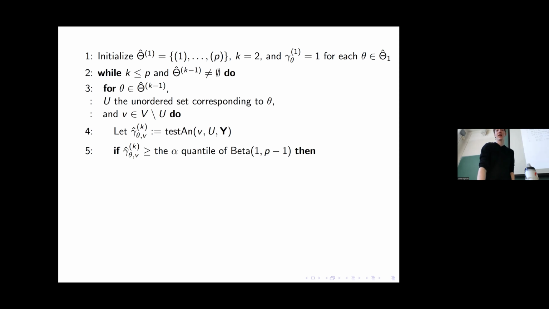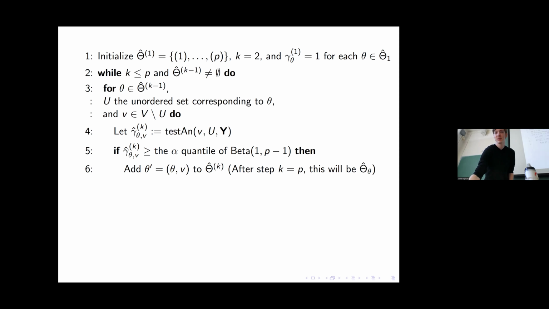And this part I didn't really understand. There was something with the way they defined capital gamma. It ended up being a beta distribution, and so they needed to check whether this result was bigger than the alpha quantile. Basically, if it's big enough, then we're going to add our permutation to the set. Otherwise, we're not.